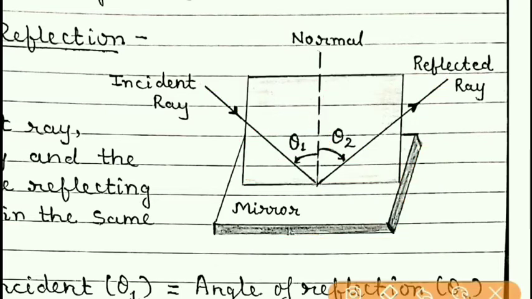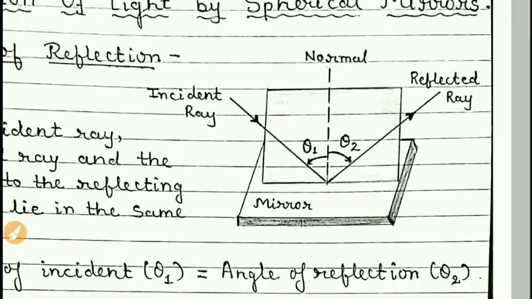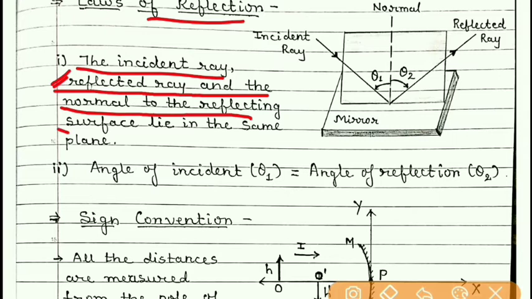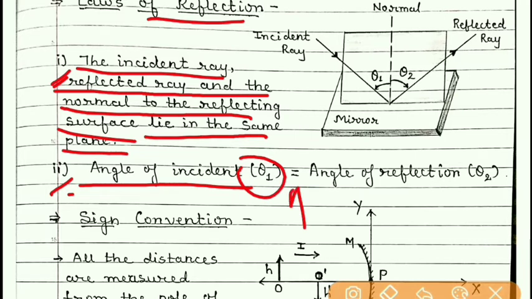Whatever the type of surface is, here the surface is a plane surface of a mirror, but if it is a curved surface, then also this law is applicable. So we can say that the first point of the law of reflection is that the incident ray, reflected ray and the normal to the reflecting surface all lie in the same plane. And the second point says that the angle of incidence theta 1 is equal to the angle of reflection theta 2.